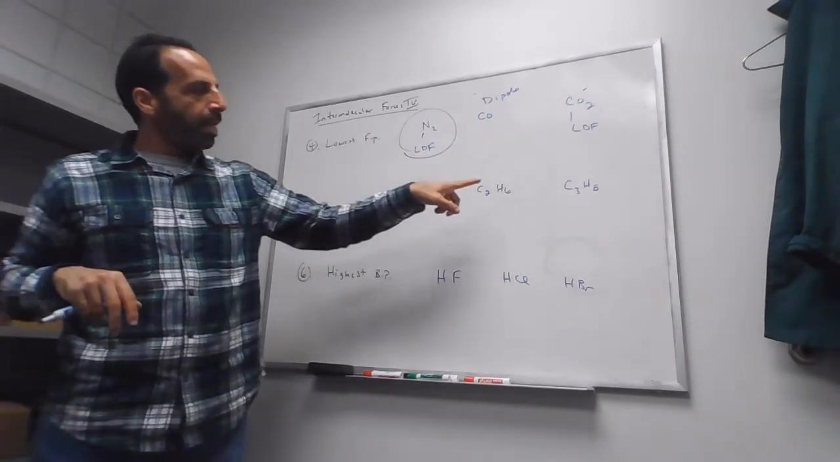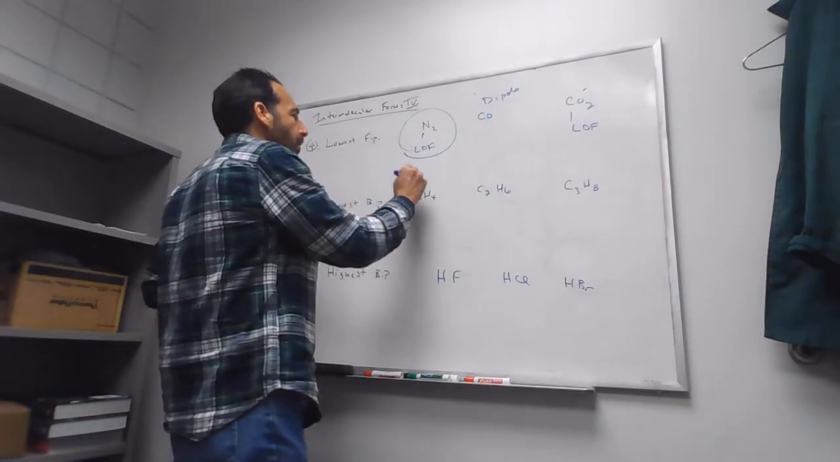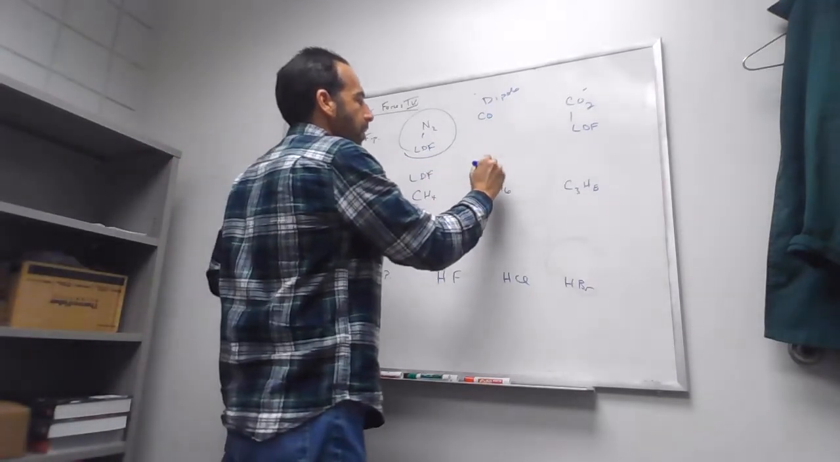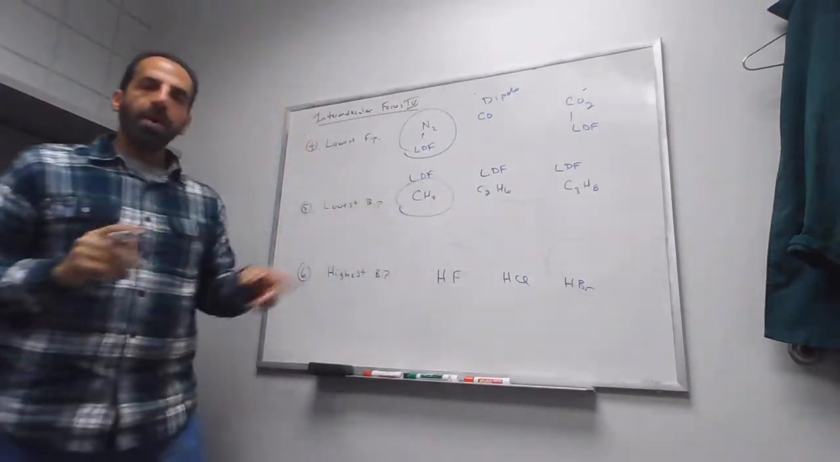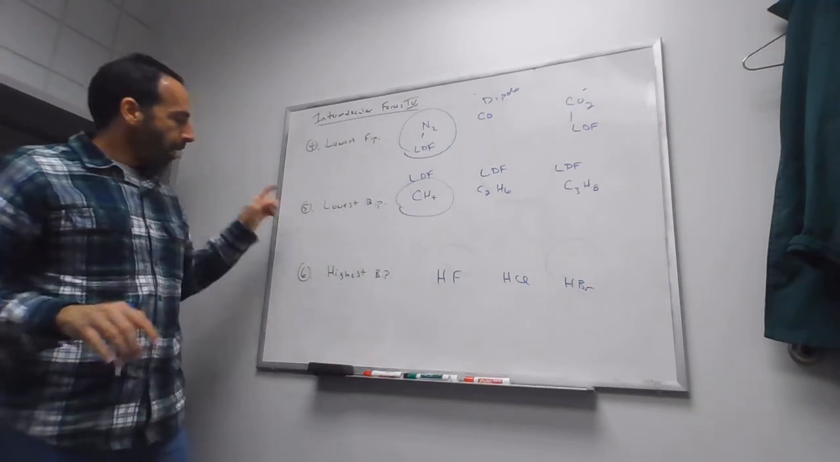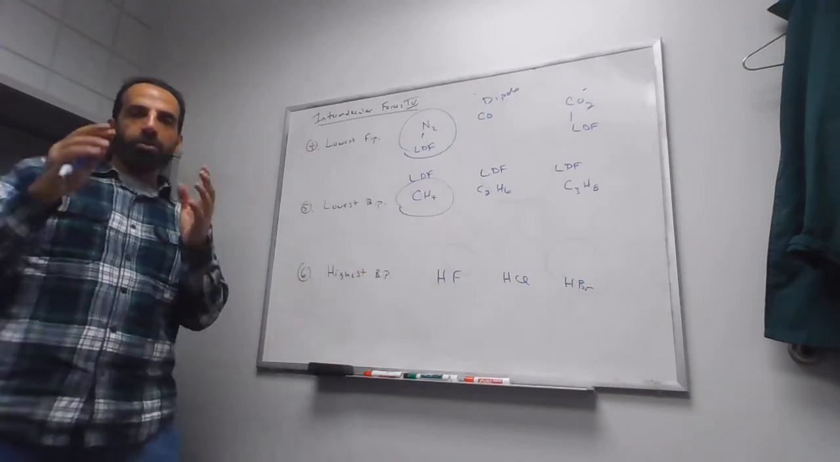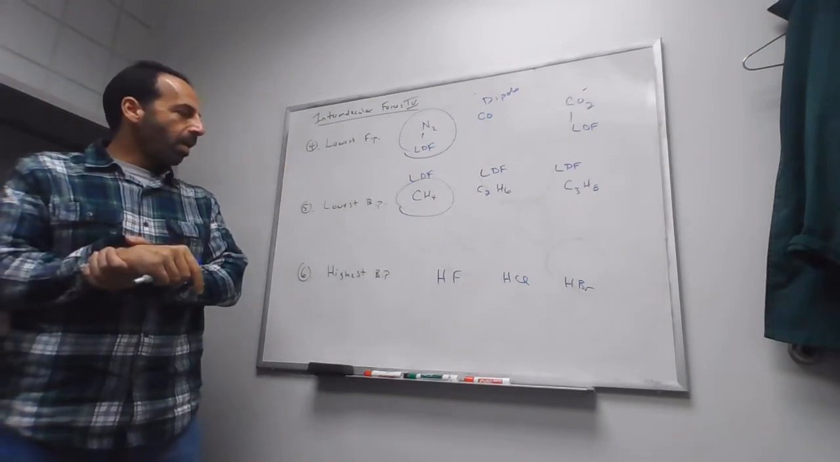So this is methane. This is ethane and propane. They're all hydrocarbons. They're all LDF. But this one will have the lowest because it's the smallest one, the one with the lowest molar mass. Highest boiling point, so again, strongest intermolecular force, or you can say the much higher molar mass.